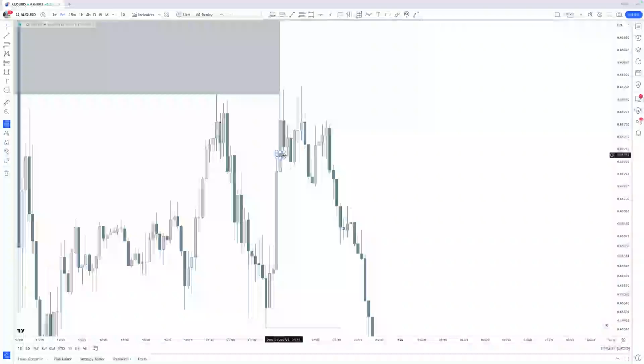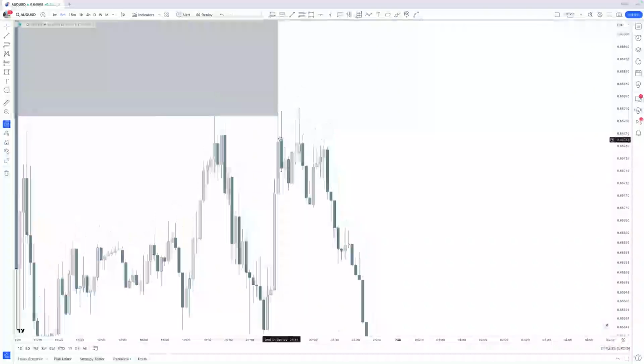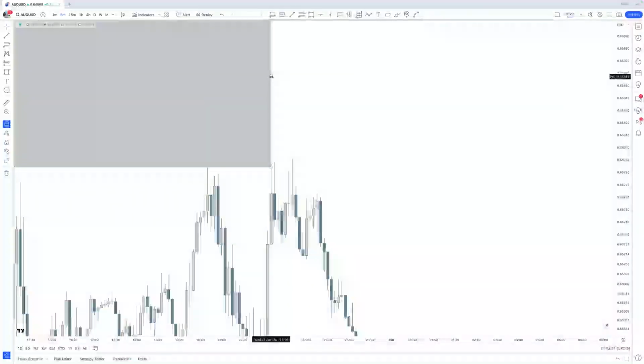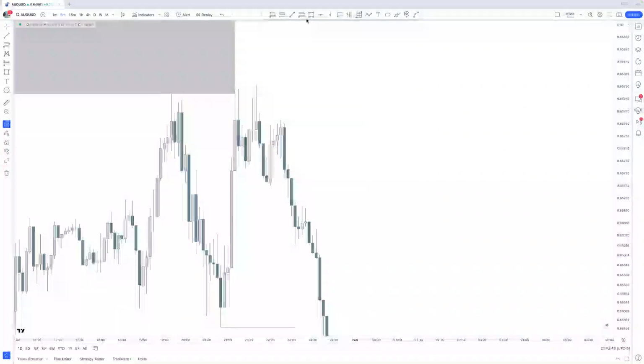We would want to see fair value gaps going into the PD array, the premium array that we see right there. Because a lot of people will be tricked into thinking price wants to continue higher right there, where we would see that the fair value gap is not used as momentum, it is used as manipulation. So when we then create a new bearish fair value gap right there, that creates a sharp turn.